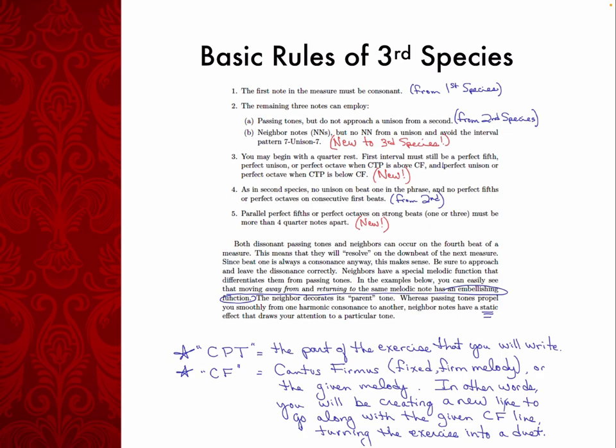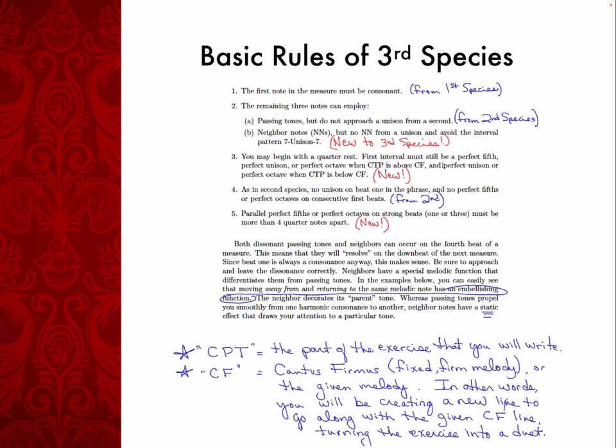Now, your first interval still must be either a perfect fifth, a perfect unison, or a perfect octave. I should mention that the historical sources don't always agree on this, and some of the sources said you could also start on a third, but let's not do that. Let's just keep our options narrowed down. You can either start on a P1, a P5, or a P8, and that's it for what we are doing.